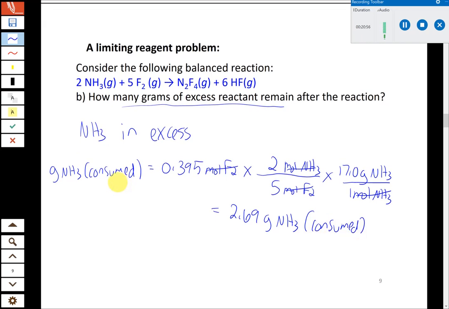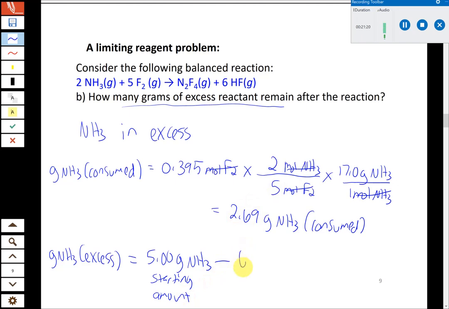So to figure out how much is left over, we're just going to do a subtraction. The NH3 that's in excess is going to be the amount we started with. So if you recall on the previous steps, we put in 5 grams of NH3. That was given to us earlier at the beginning of this problem. So that's our starting amount of NH3, 5 grams. We just calculated that 2.69 grams would react with the limiting reactant. So we're going to subtract that amount to figure out how much is left over.